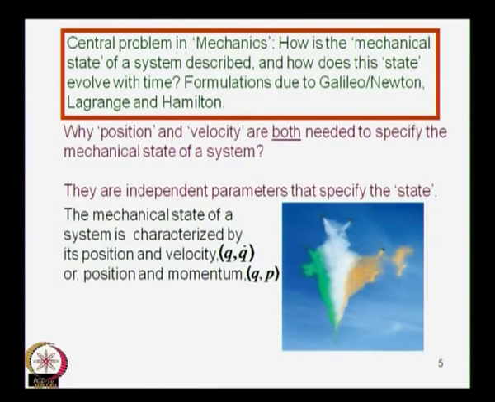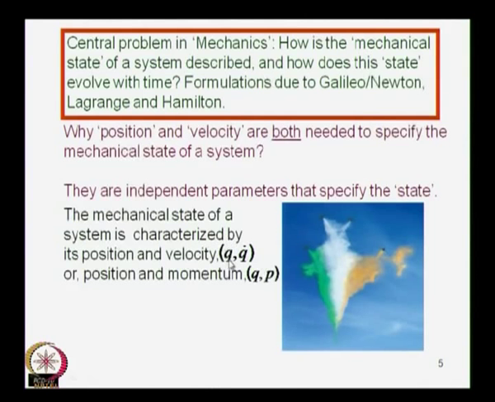So, you can characterize it by position and velocity, which I will indicate by these variables q and q dot, position by q and velocity by q dot. So, the time derivative dq by dt is what is represented by this dot on q, or equivalently by position and momentum, which will be denoted by the letter p, which is the common symbol for momentum.